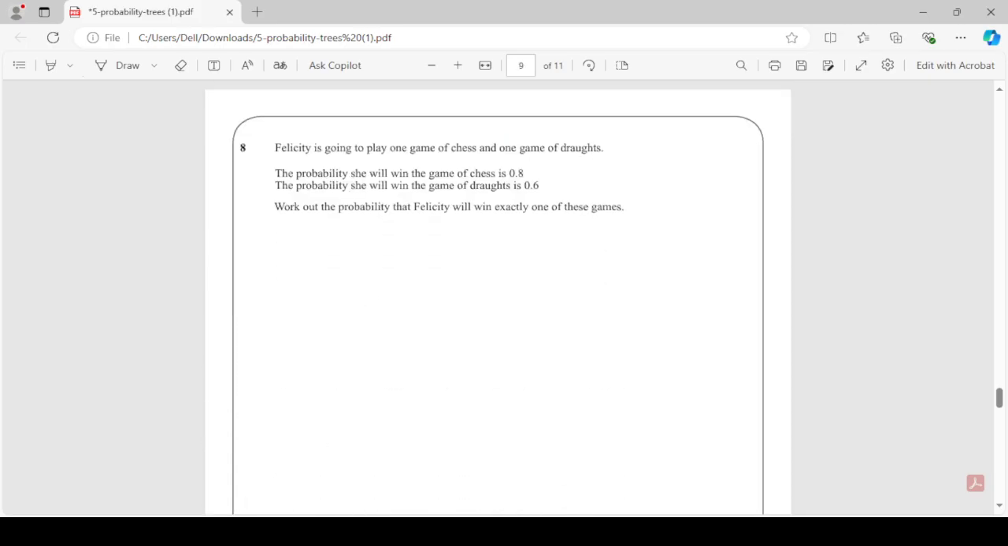Question number 8. Felicity is going to play one game of chess and one game of draughts. The probability she will win the game of chess is 0.8. The probability she will win the game of draughts is 0.6. Work out the probability that she will win exactly one of these games. The first step here is to draw a probability tree diagram.